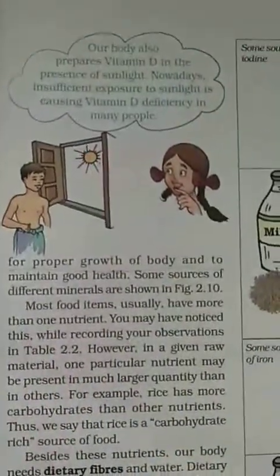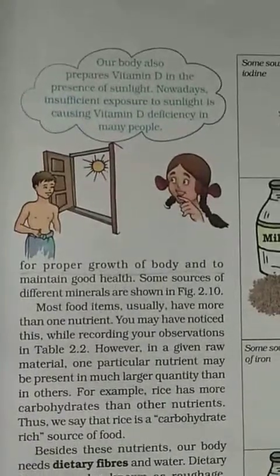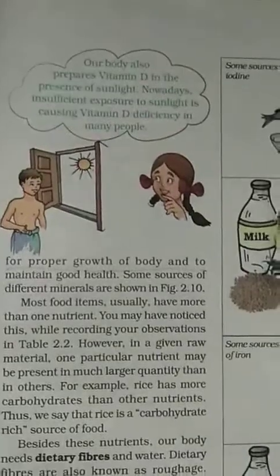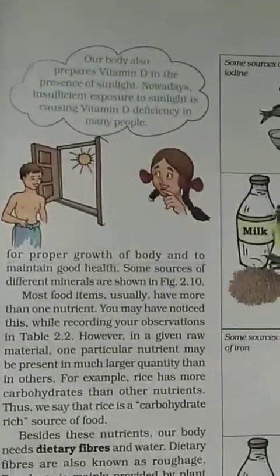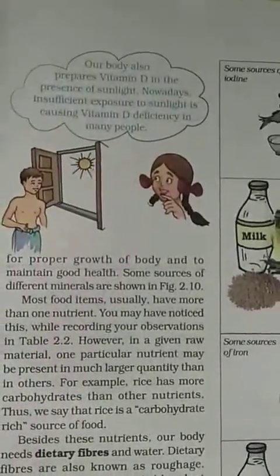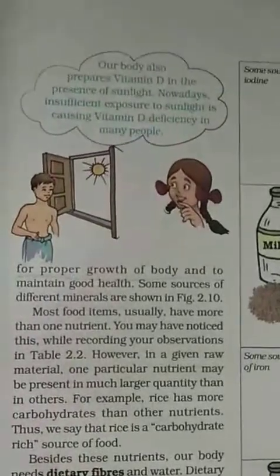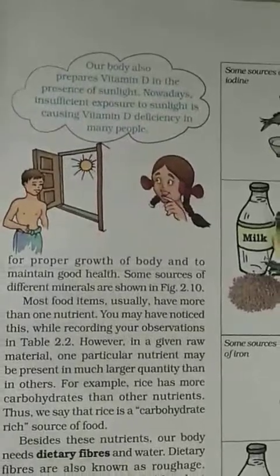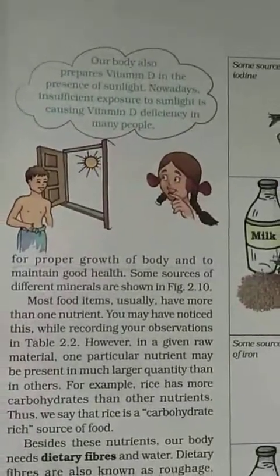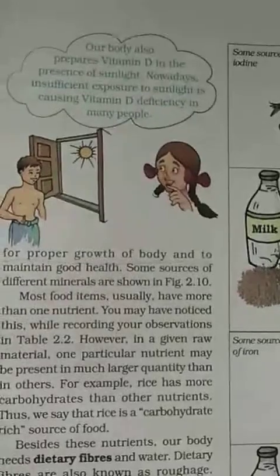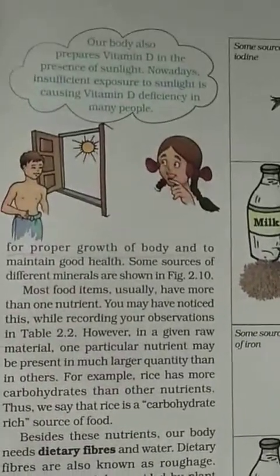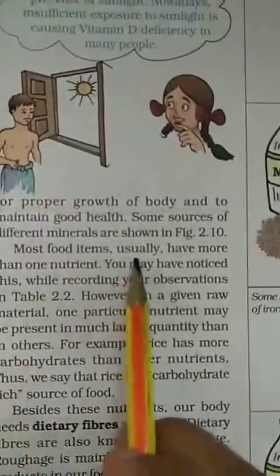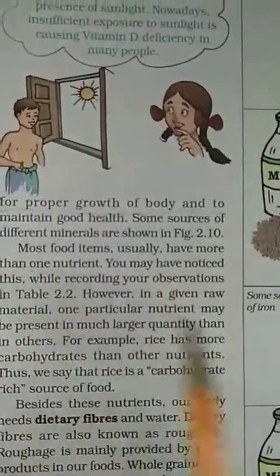Here you can see that the sun is shown from the window and a boy is standing there. That boy is standing to get the sun rays on his body. Why are sun rays important? As the sun rays also contain vitamin D, and vitamin D is helpful for our bones. Most food items usually have more than one nutrient.